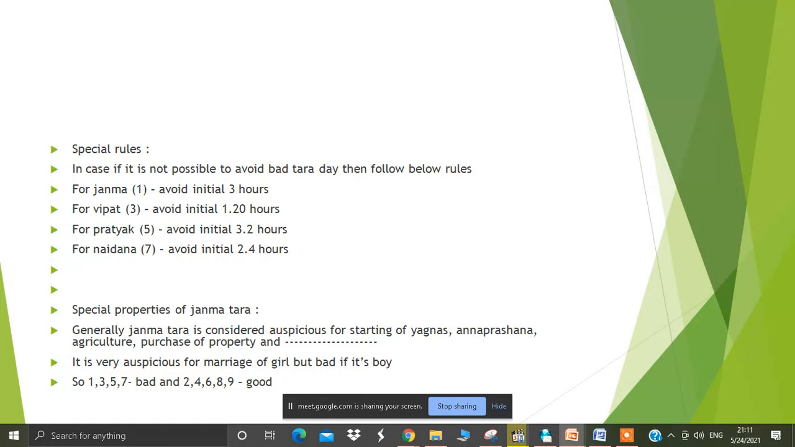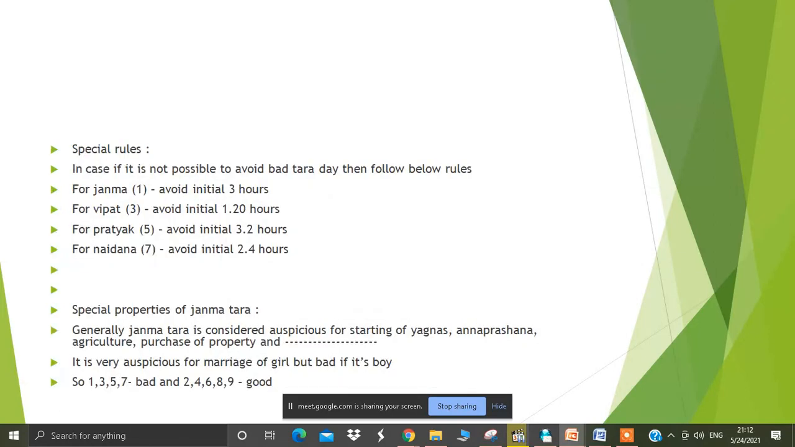Special properties of Janma Tara. Generally, Janma Tara is considered auspicious for starting yagnas, annaprashana, agriculture, purchase of property and all those things. Apart from this, only for females, the Kalaprakashika mentions it is very auspicious for the marriage of a girl, but definitely it is bad for a boy. So a boy should never get married on this Janma Tara. So in general, for Murta purposes, 1, 3, 5, 7 are bad and 2, 4, 6, 8, 9 are good.